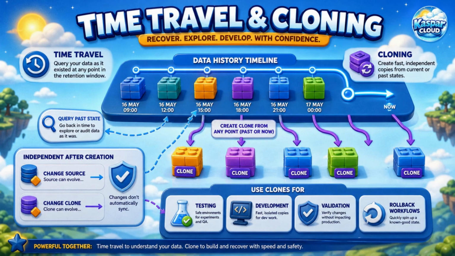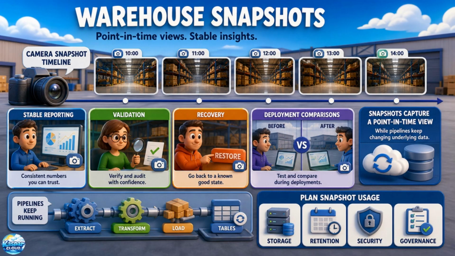After creation, clone tables operate independently, meaning future changes to the source table do not automatically affect the clone and vice versa. Warehouse snapshots provide another mechanism for working with stable point-in-time analytical states within Microsoft Fabric environments. Snapshots can help support reporting consistency, validation processes, audit scenarios, and operational recovery workflows by preserving a view of warehouse data at a specific moment.